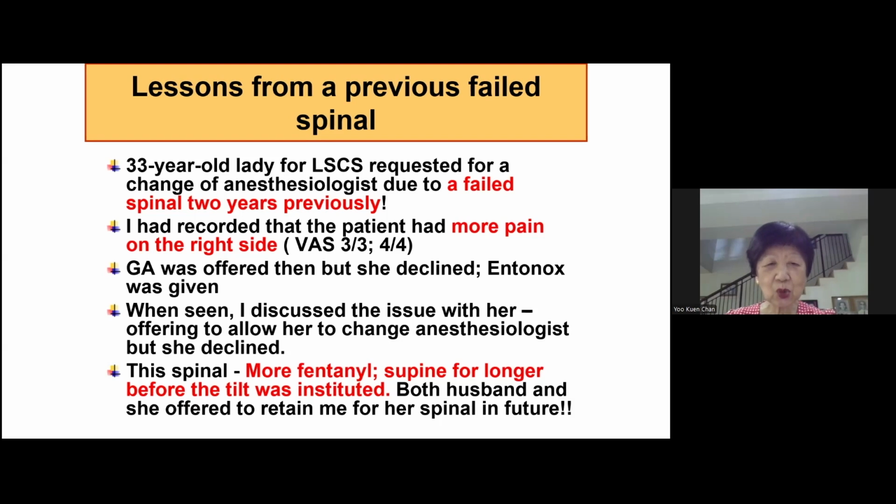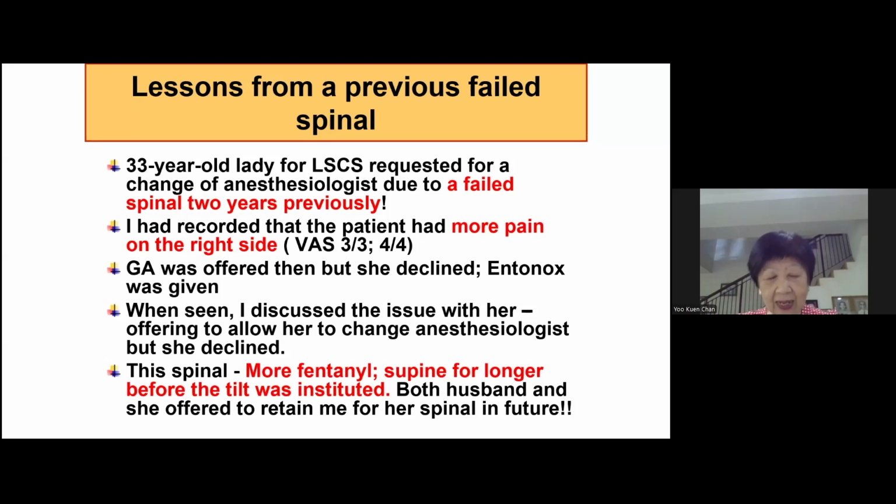So what did I do differently? Obviously, I knew what had happened. I needed to give more drugs. And what happened also was, because it was a sitting position, and I'm a bit of a fast worker as well, I did the spinal. She was not a very high BMI patient. She was exactly like me. So I did the spinal and very quickly allowed her to tilt to the left. So she had more drugs on the left side and less drugs on the right side, which explained why she had pain more on the right side.